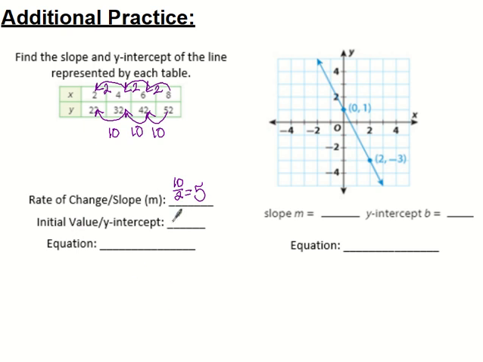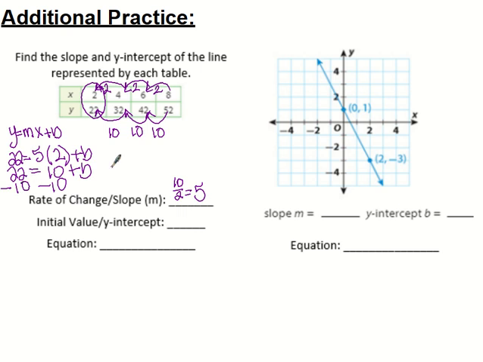Now, remember there's 2 ways to find our initial value or our y-intercept, aka our b. One way is I can pick a point, so maybe I choose this point here, and I plug it into my equation, y equals mx plus b. So I'm going to go 22 equals 5 times 2, plus b. So I get 22 equals 10 plus b, and then I minus 10 like a one-step equation, and we get b equals 12. And so that's our initial value, or our b.